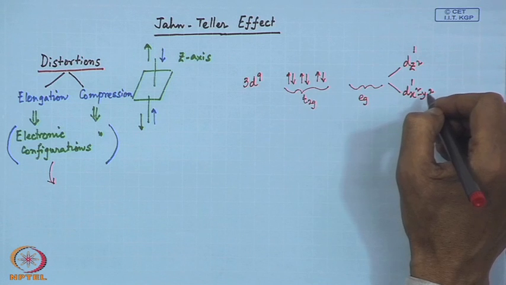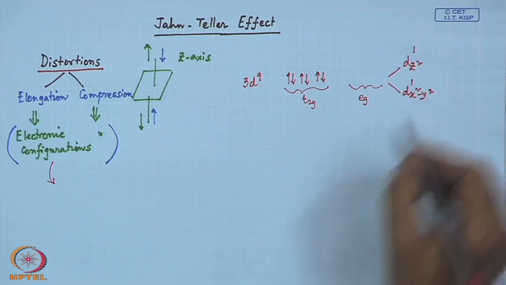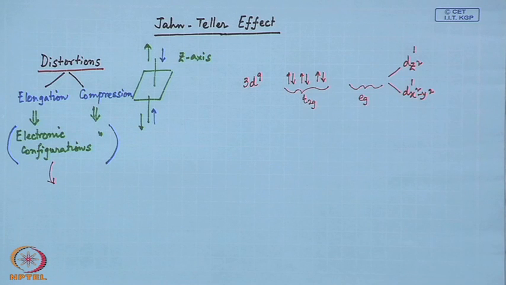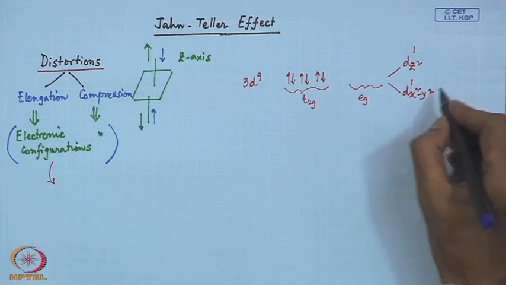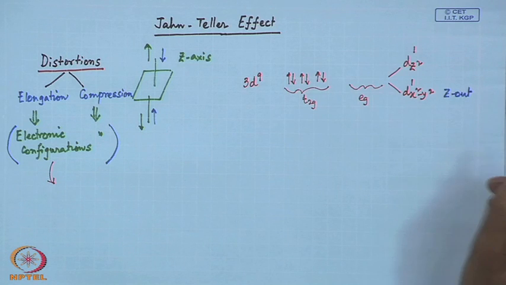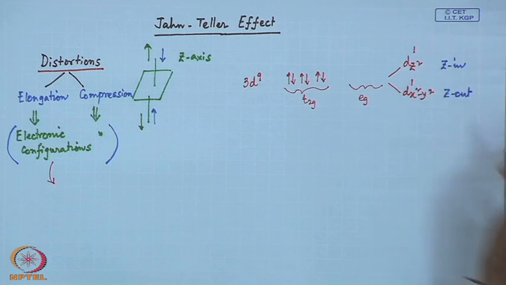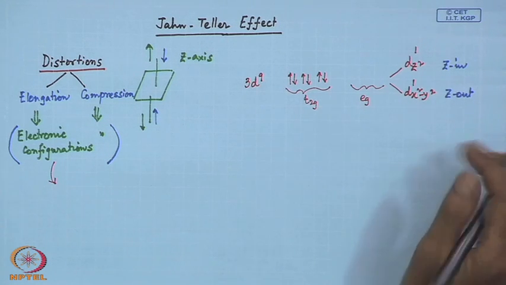Basically, z is the lower energy, so dx square minus y square is the higher energy. So, the dx square minus y square 1 configuration would be for the z out situation. So, this is for the z out situation and this is for the z in situation, which is very much similar to the corresponding tetragonally elongated and tetragonally compressed octahedral distortions.